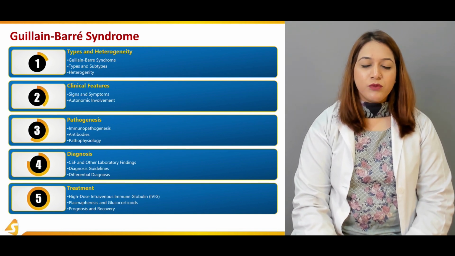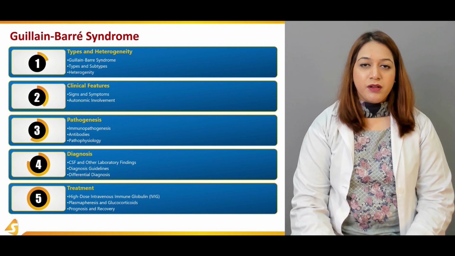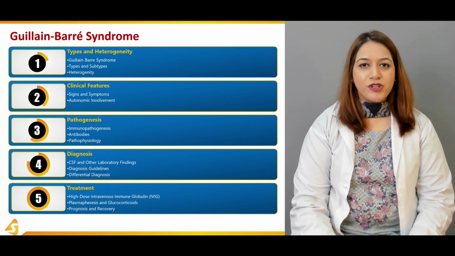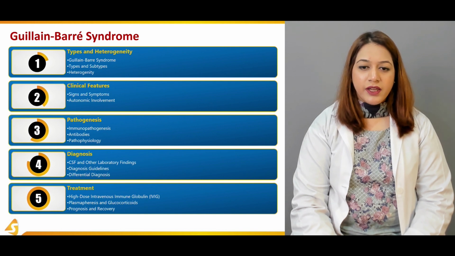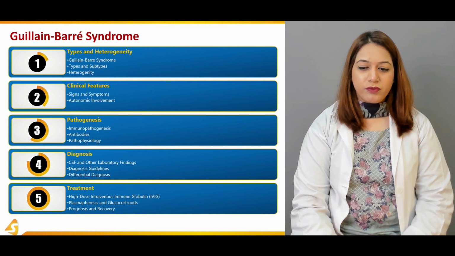In the fourth section, we will talk about the diagnosis. We can diagnose GB syndrome with various ways, either by examining the cerebrospinal fluid and other lab findings, which includes nerve conduction studies. We will see what are the diagnostic guidelines and what is the differential diagnosis of GB syndrome.